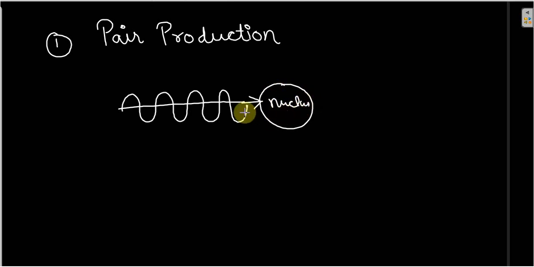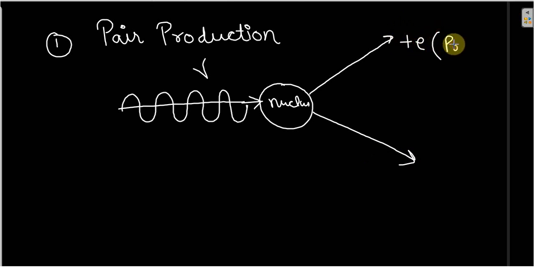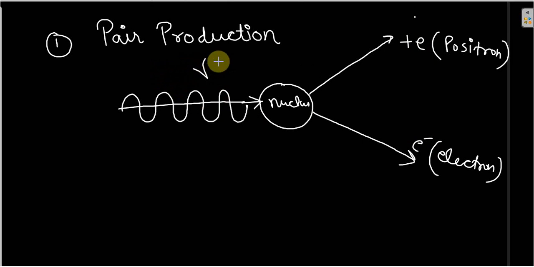So when a photon strikes the nucleus, after the strike the photon will divide into a pair. One will be positive, known as a positron, and the second will be an electron. Both are antiparticles. The charge on the electron is negative and the charge on the positron is positive, one unit of charge. But what is the charge on the photon? The charge on the photon is 0.